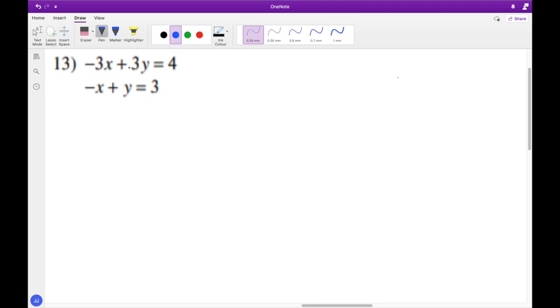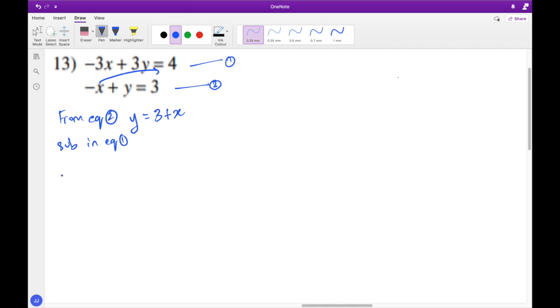Negative 3x plus 3y is equal to 4. Let's call that equation 1. Negative x plus y is equal to 3. Let's call that equation 2. We can see equation 2 is pretty easy, so let's deal with that first. From equation 2, we can just throw the negative x over and we'll get y is equal to 3 plus x. And we can now sub this in equation 1.